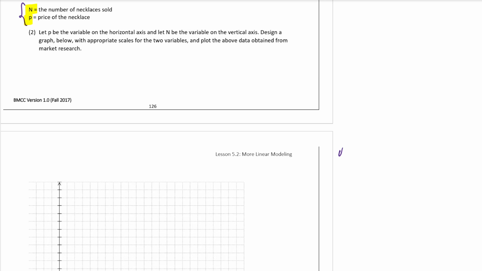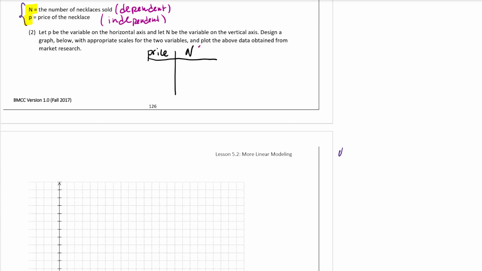All right, so in this setup, the variable that we call independent is the price. So you're going to set the price, and based on the price, you will be able to determine the number of necklaces that are sold. So N is going to be your dependent variable, while this one is going to be independent.